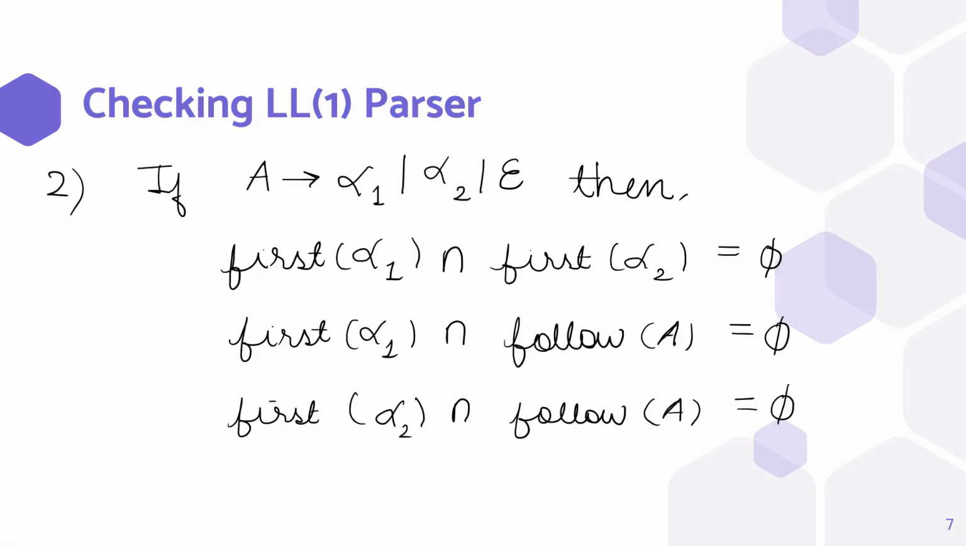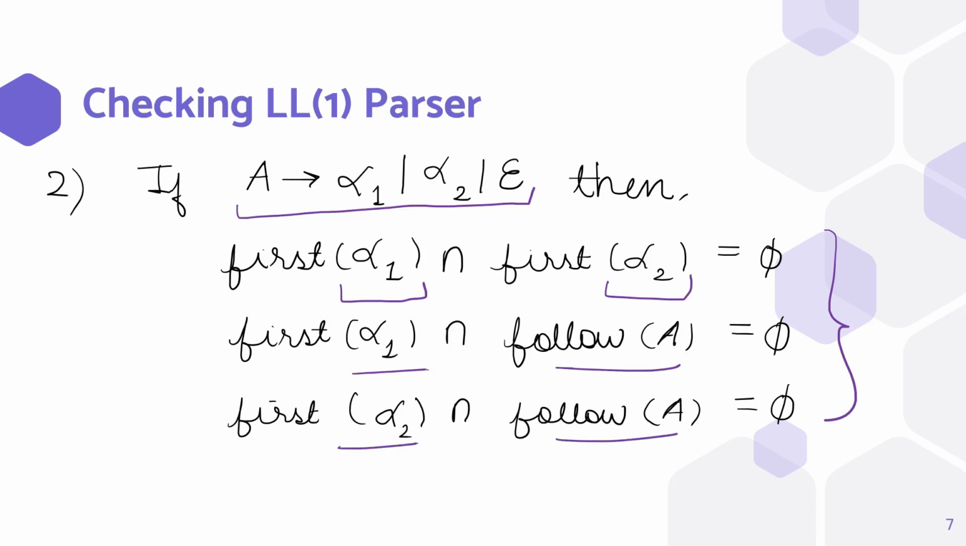Let's move on to the second rule. The second rule says that if the grammar looks like something like this, then we have to find first of alpha 1, first of alpha 2, and we have to find out the intersection. On finding the intersection, if it is phi, then it can be LL1. Similarly, we have to find all these conditions and find the intersections. If the intersection is phi, then only it can be an LL1 parser.